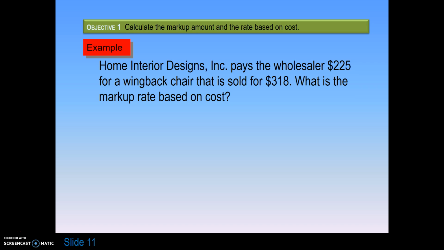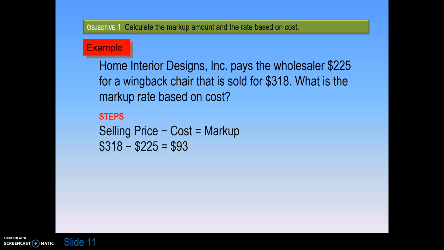So objective 1, so this is going to be an A, we're going to calculate the markup amount and the rate based on cost. So Home Interior Designs and Company pays the wholesaler $225 for a wingback chair that's sold for $318. What is the markup rate based on cost? So you're going to take your selling price minus your cost, and that's your markup. So you have a $93 markup.